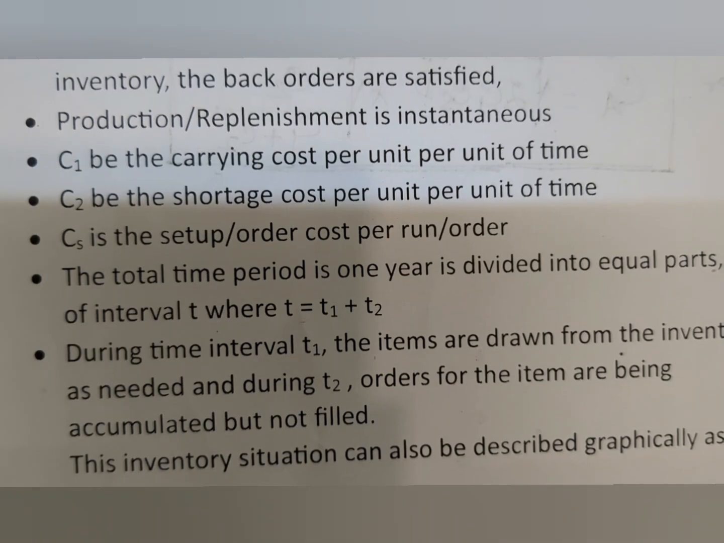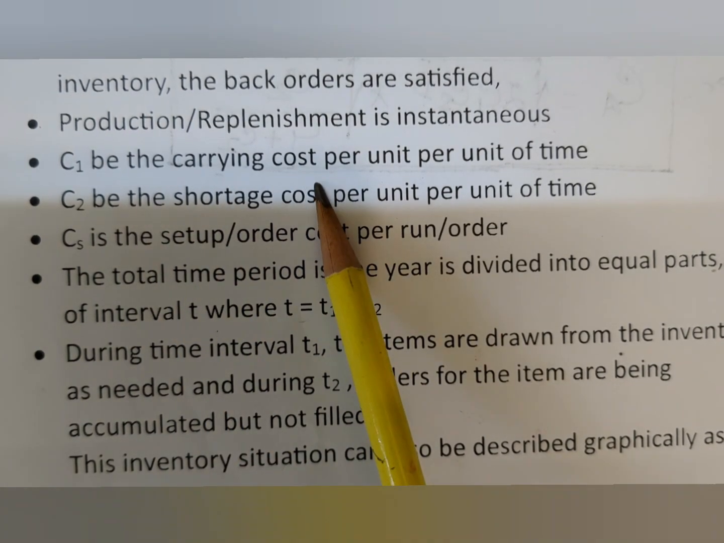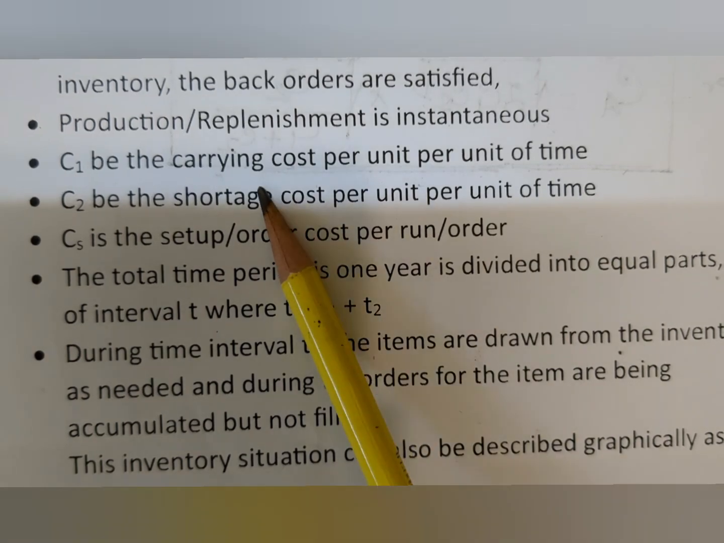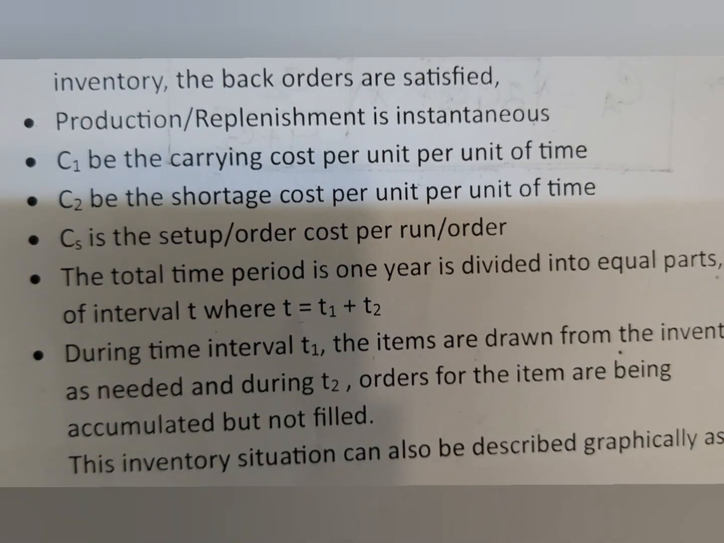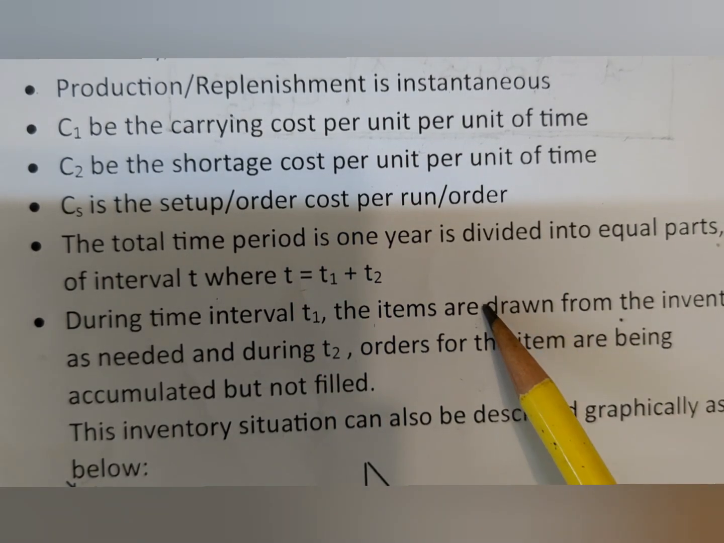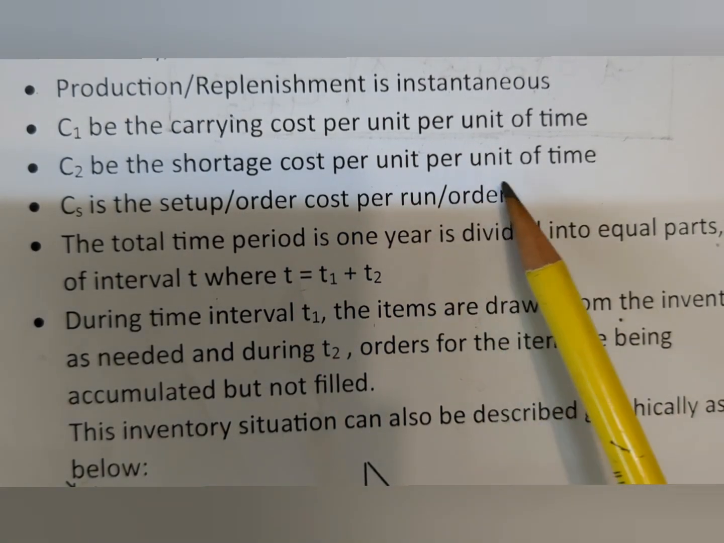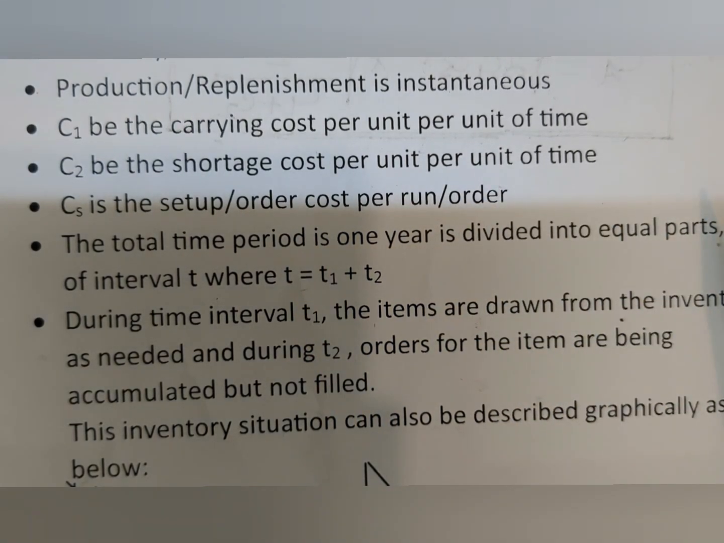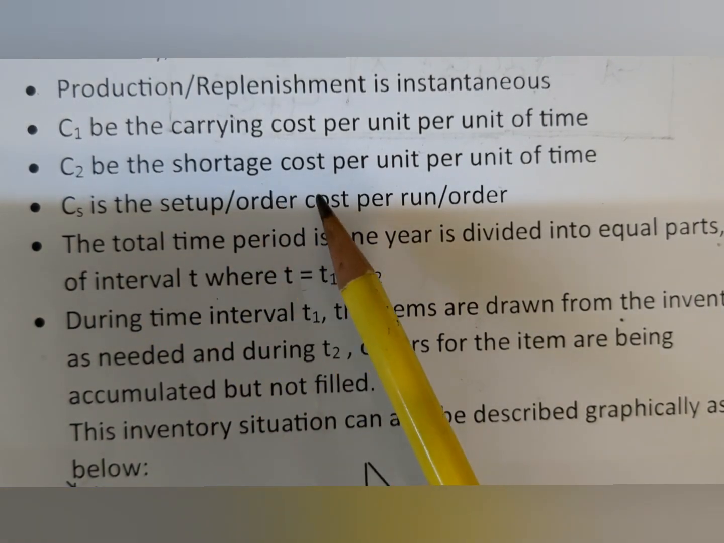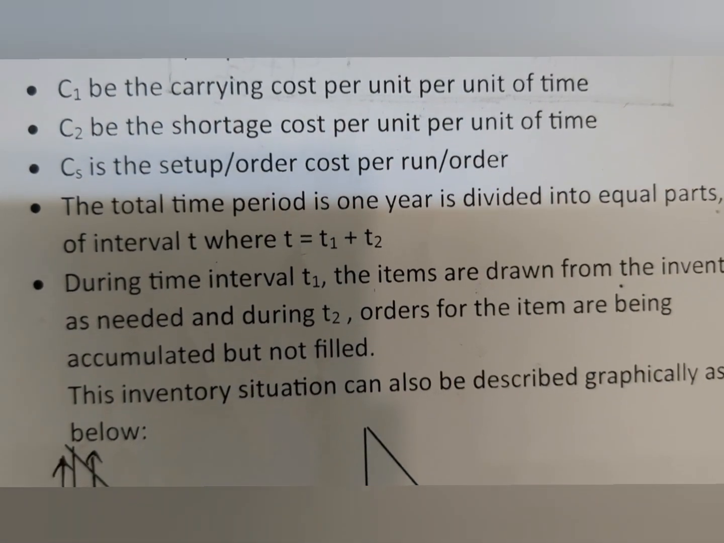Next, C1 be the carrying cost per unit of time. This is the carrying or holding cost, same as before. Now, C2 be the shortage cost per unit of time. Again I am repeating, C2 be the shortage cost per unit of time.